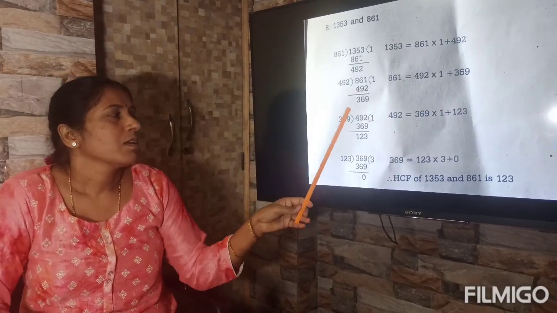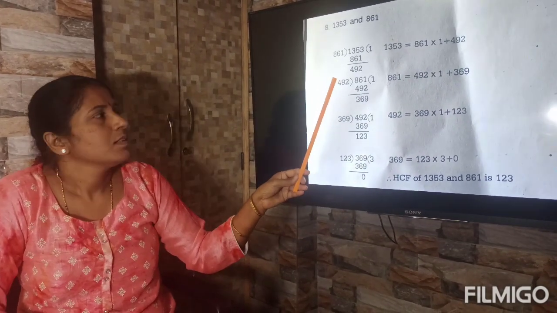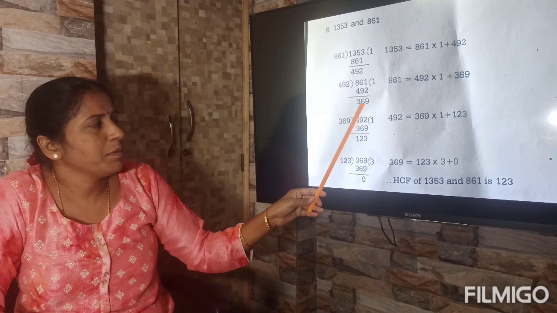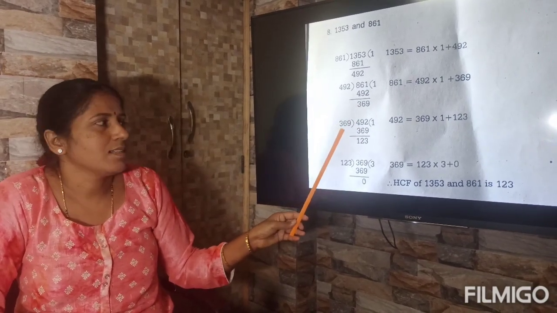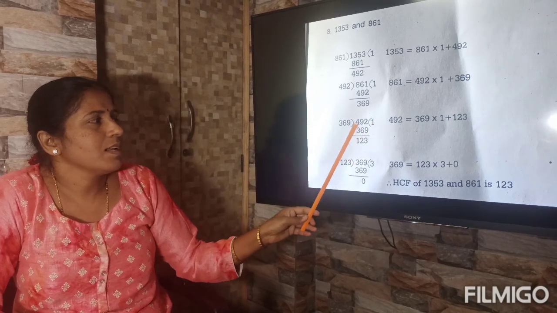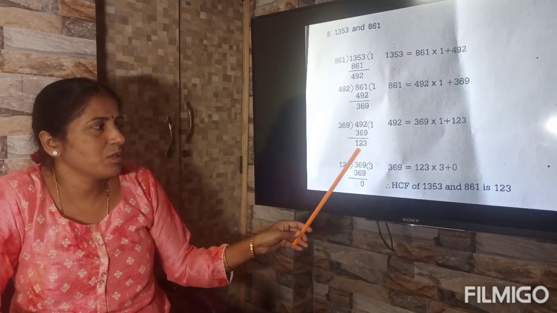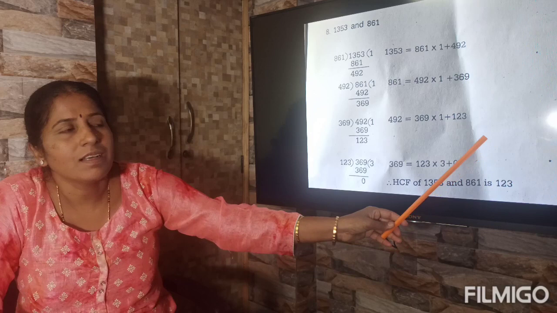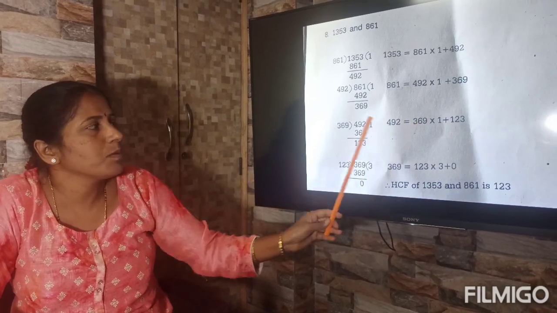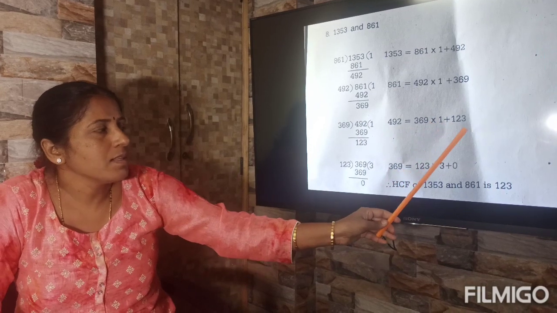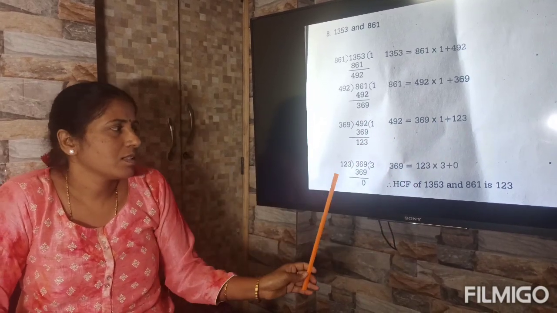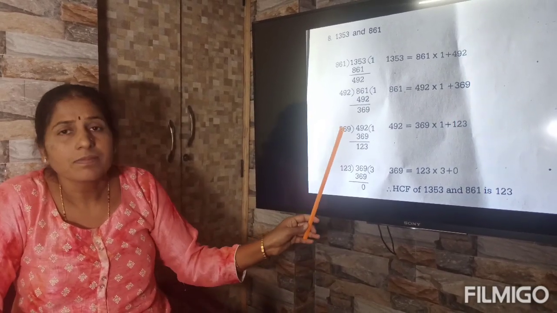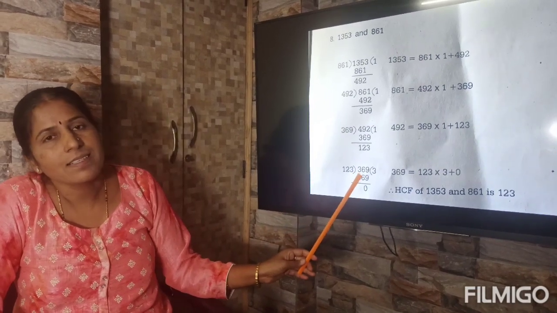Okay. Next, in the previous step, what divisor was there, that we have to make here the dividend, and the remainder we have to take as the divisor. 369 1s are 369, then subtract 369 from 492, we will get 123. This division we have to write in the form of the division lemma. Dividend is equal to divisor into quotient plus remainder. Okay. Next, here what is the remainder, we have to take it as a divisor, and what is the divisor, that we have to take as a dividend.